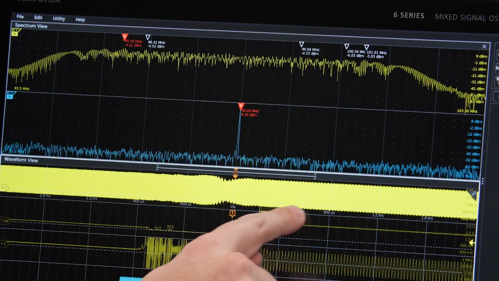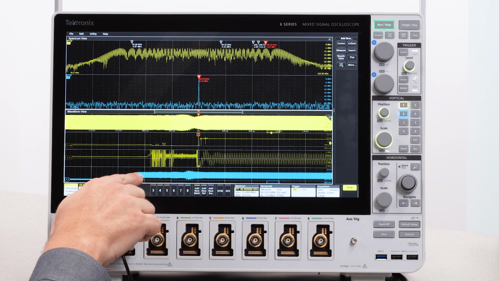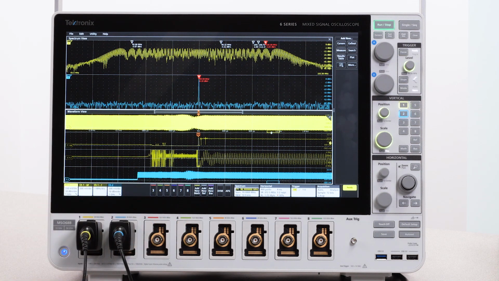The 40 megahertz clock comes up around 6 milliseconds before the spread spectrum clock stabilizes. This multi-domain, multi-channel view is an extraordinary capability of this instrument.